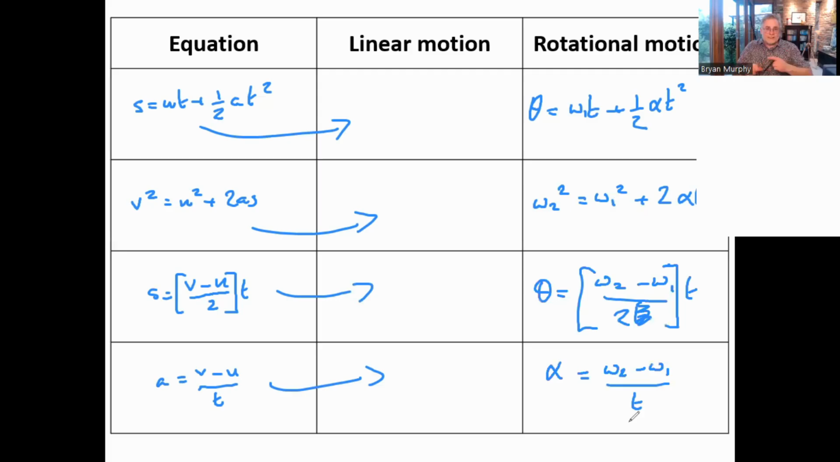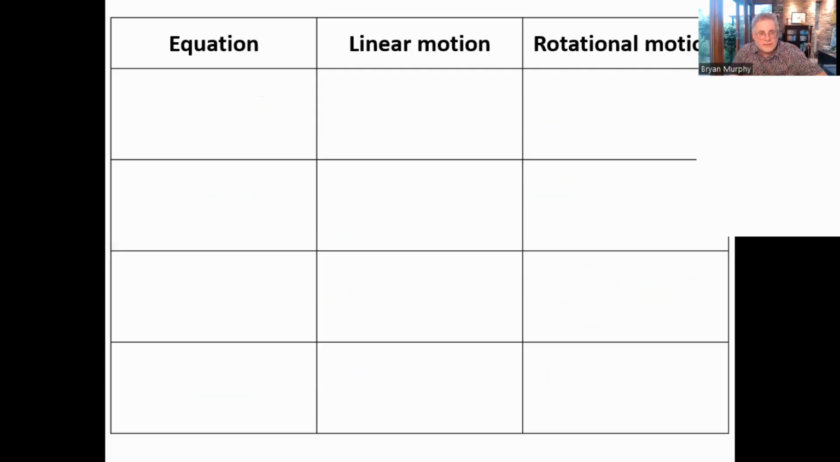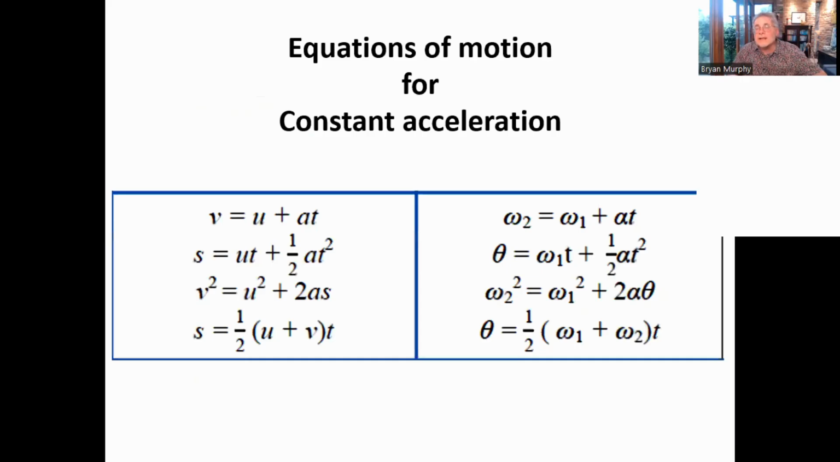The same equations. In fact, I can see the next slide coming up because it's them written out more neatly, and there are only 2 columns in this table. So there they are. On the left, you've got the linear ones. On the right, you've got the rotational ones.